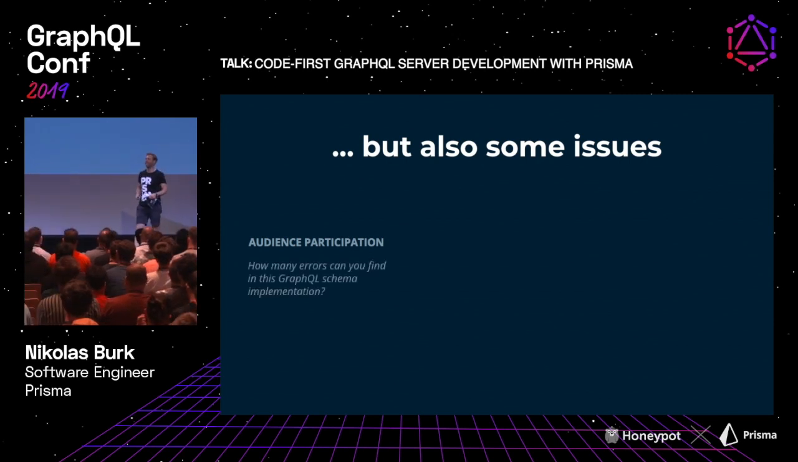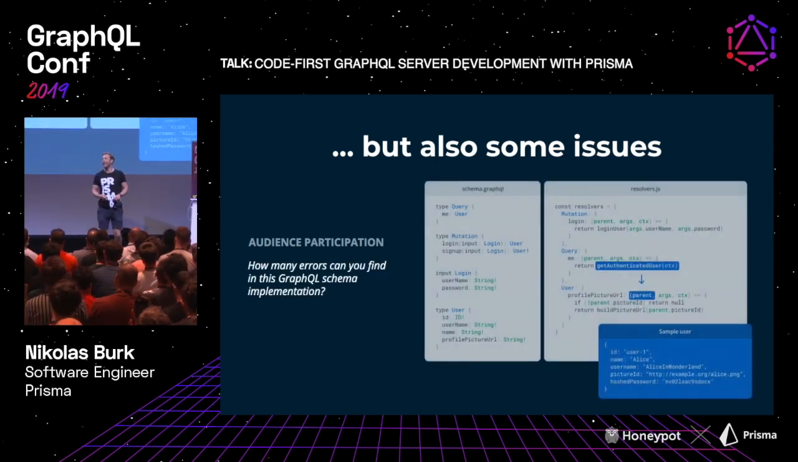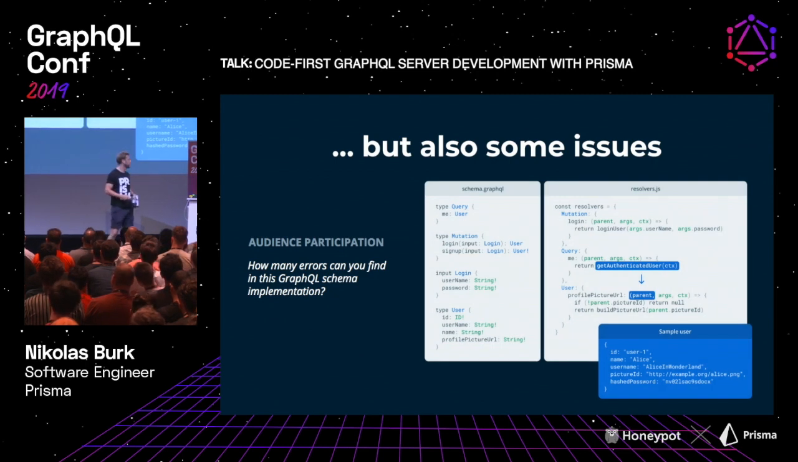I have prepared a little riddle for you, a GraphQL server implementation that is SDL-first. On the left, we see the schema definition, and on the right, we see the resolver implementations. Whoever dares to take a guess up here on stage and explain what errors they find in that implementation will win this awesome Prisma t-shirt right here. So who wants to take a guess?